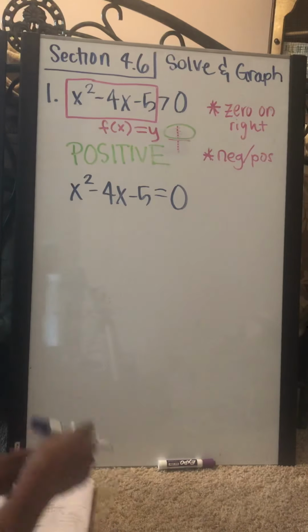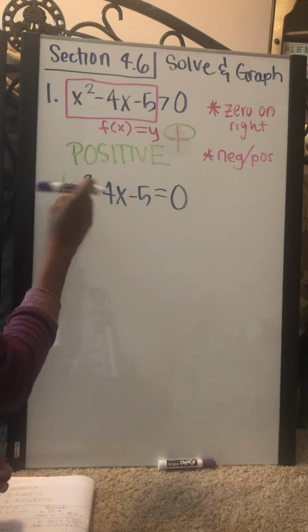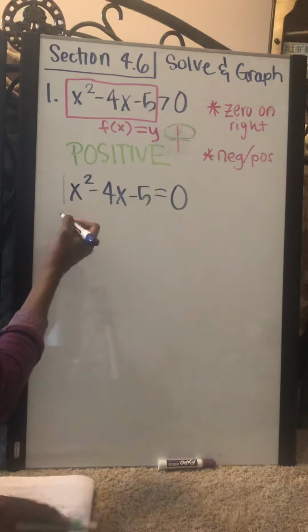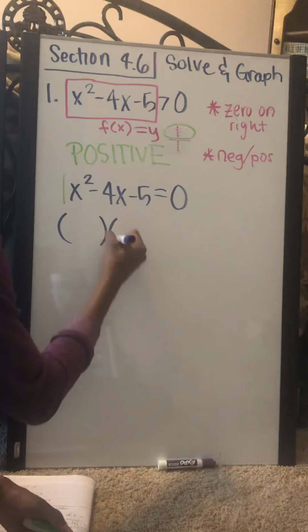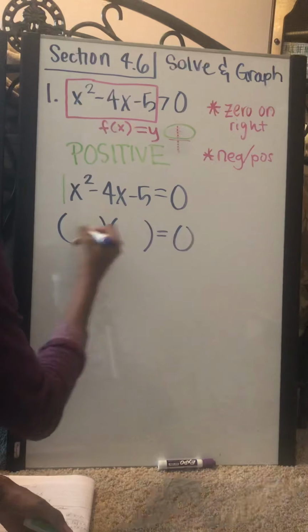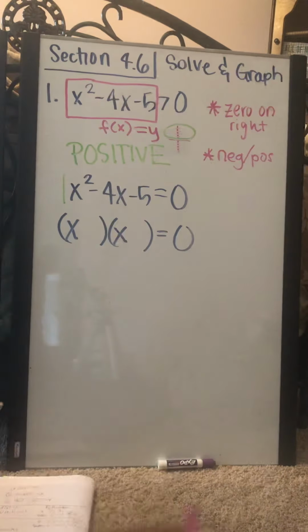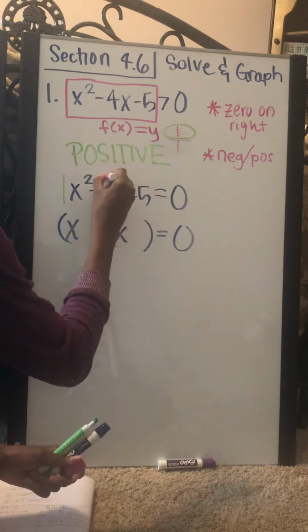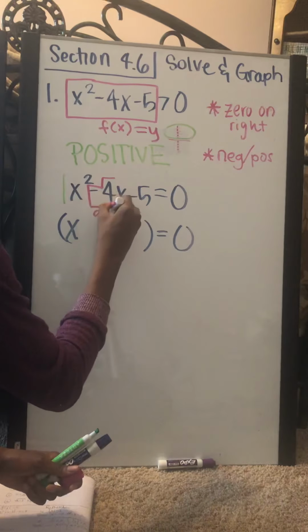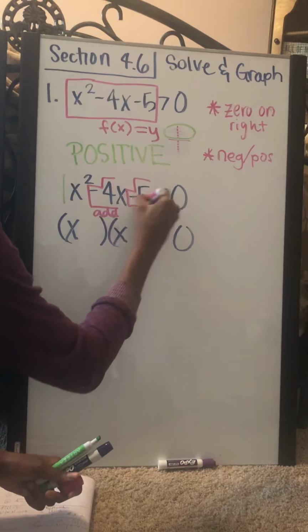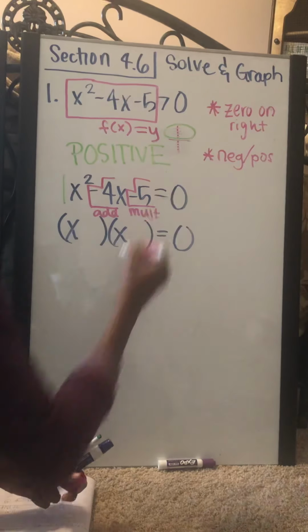So because our a is 1, we can regularly factor. We've talked about this before. And we want to know what adds to give us -4 and what multiplies to give us -5. So we want to know what adds to give us this number and multiplies to give this number, and we always take the sign, okay?